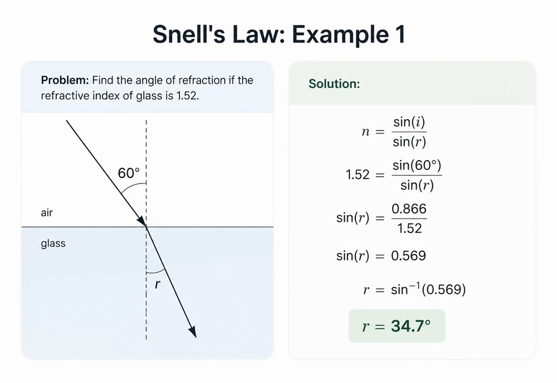Let's put Snell's law into practice with an example. Suppose a ray of light travels from air into glass with an angle of incidence of 60 degrees. We are given that the refractive index of this glass is 1.52. We want to find the angle of refraction, r. We set up our equation. 1.52 equals the sine of 60 degrees divided by the sine of r. The sine of 60 is approximately 0.866. Rearranging to solve for sine of r, we divide 0.866 by 1.52, giving us 0.569. Taking the inverse sine, we find that the angle of refraction is 34.7 degrees.